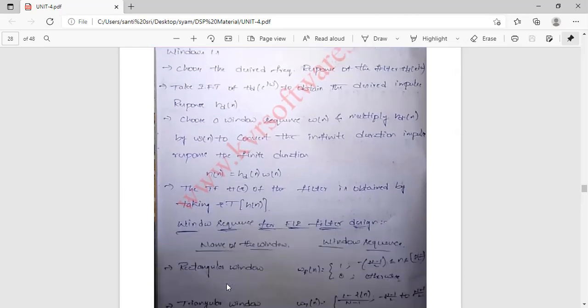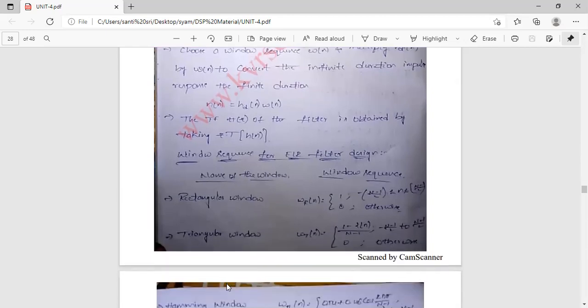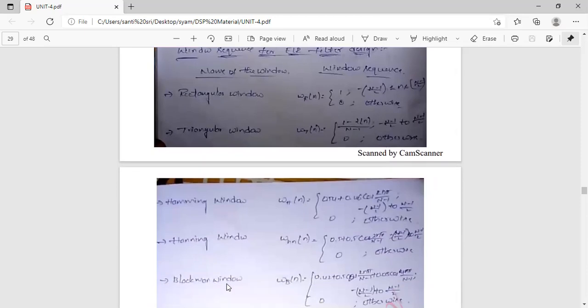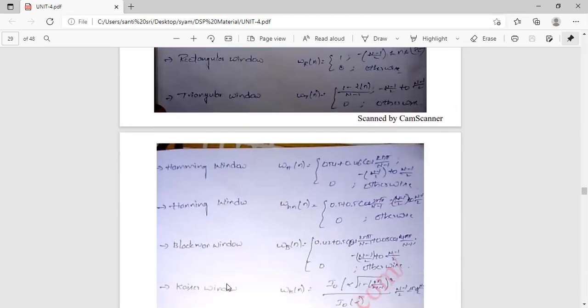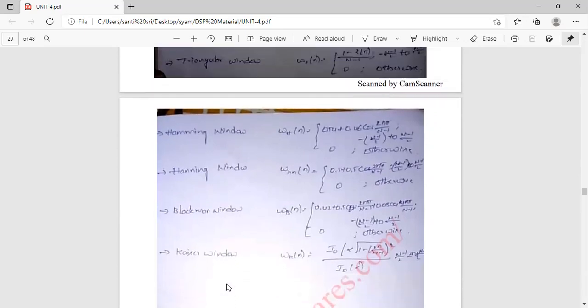Now, window sequences for FIR filter design. There are different types of windows: rectangular window, triangular window, Hamming window, Hanning window, Blackman window, and Kaiser window.